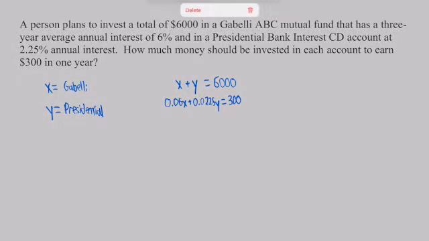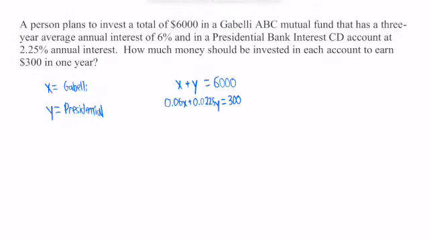Now, since we solved our last problem using substitution, I'll solve this one by using addition. I'll decide to get rid of the y's by multiplying the first equation by negative 0.0225. That will give us negative 0.0225x minus 0.0225y equals, and let's see, negative 0.0225 times 6,000. We would have negative 135.